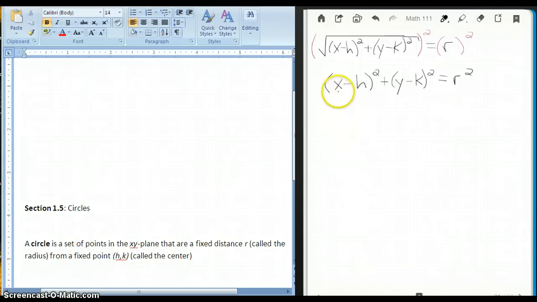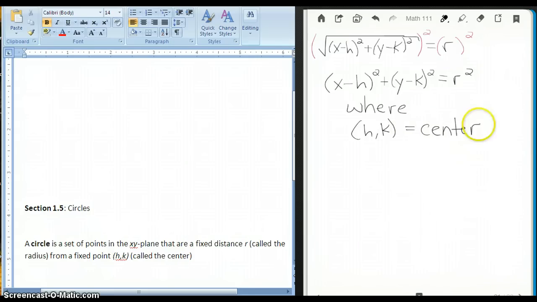It looks like there are a bunch of letters: x, h, y, k, and r. It looks like there are 5 different letters, but remember what h, k, and r are. h and k, that's the ordered pair for the center. That's something you know. Those are numbers that are given to you. The circle only has one center, so those are going to be numbers given to you.